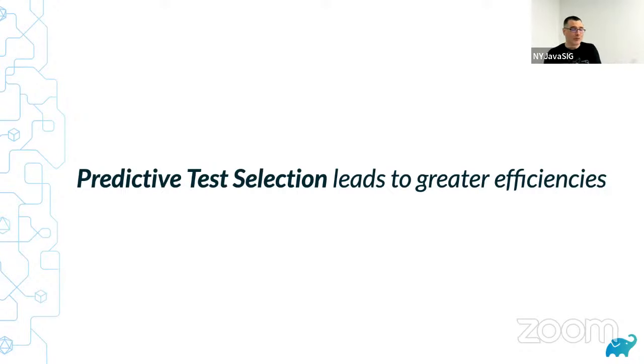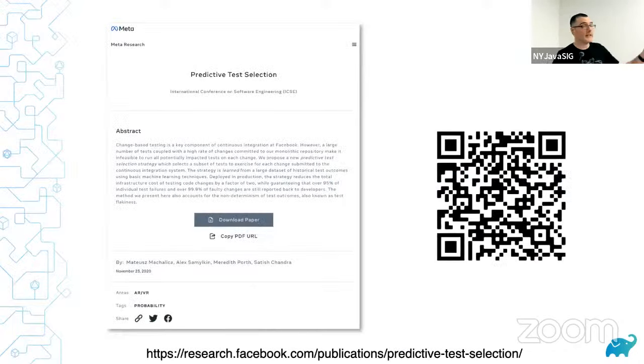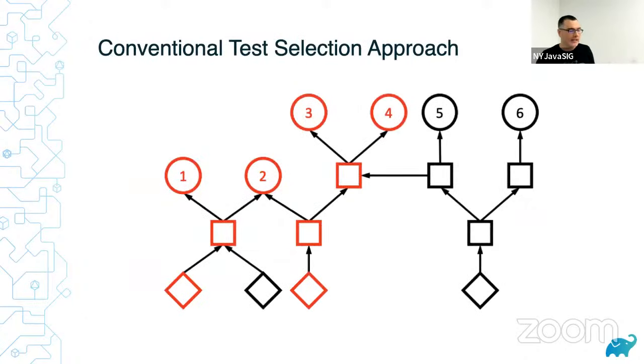If I do run the entire test suite, I'm kind of wasting my time and CPU cycles. So Facebook published this paper, or now they're Meta, but when they wrote this paper, they were Facebook. You can read about this here. Again, I'll have a link. But the idea here is they were not happy with the conventional approach.